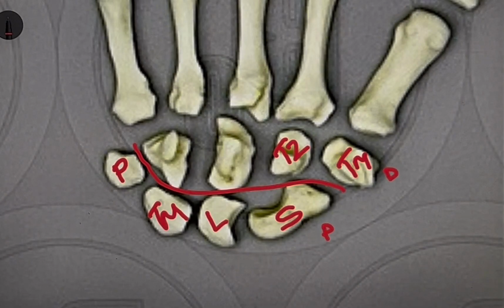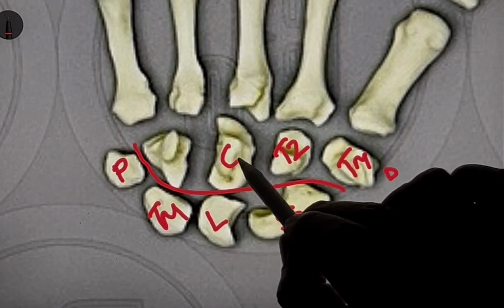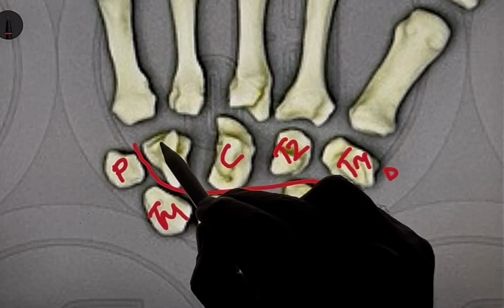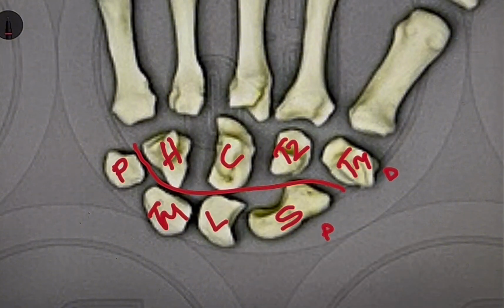Then we have the capitate. It is the largest and the central keystone of your carpal bones. It has a specific part known as the head or caput. Then we have the hamate. It has a hooked process called hamulus, or you can call it simply the hook of hamate.